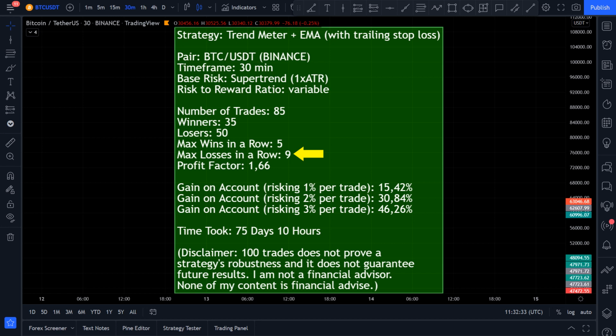I will leave it up to you to decide which version is better. Higher net profit and higher drawdown, or lower net profit but also lower drawdown. Let me know which one you prefer down in the comment section.